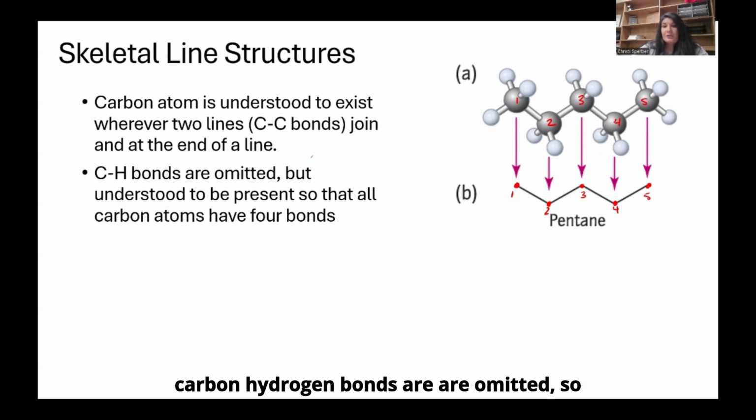The carbon-hydrogen bonds are omitted, so they're not shown, but understood to be present so that carbon atoms have 4 bonds, because all carbon atoms have 4 bonds. We're just not writing our hydrogen bonds in there because it gets cluttered, and shorthand notation means that it can go faster, so we don't write our hydrogens in, but they're assumed to be there.